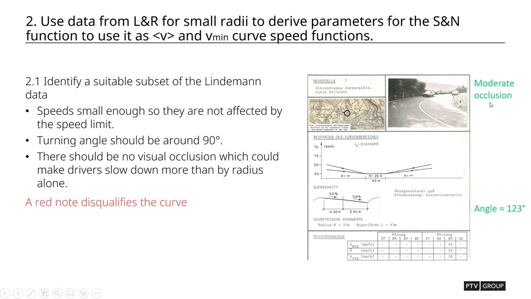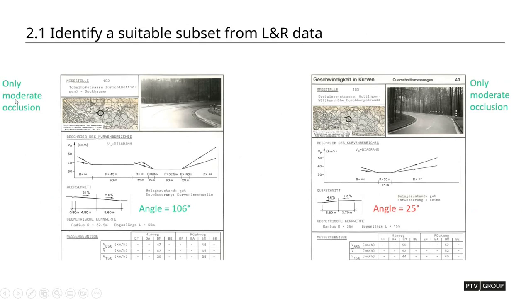And for the first curve with 20 meters radius, obviously cars were slow enough. There was only a moderate occlusion, and the angle is fine, 123 degrees. Good. The second curve also was quite fine. Moderate occlusion only, good angle. Speeds below half of the speed limit, still good.